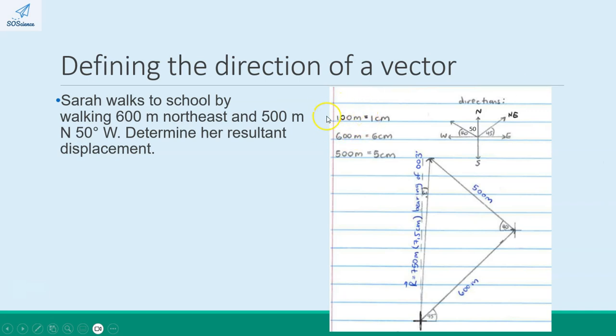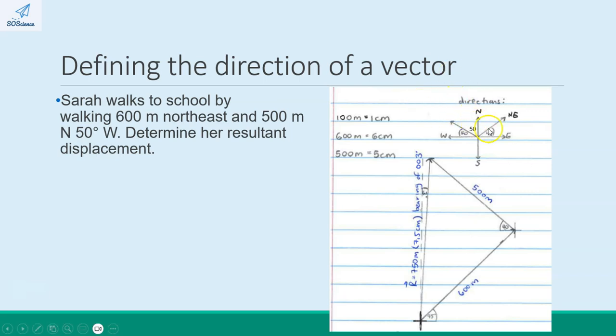The first thing to do is to create a scale, and I have chosen a scale where 100 meters is equal to 1 centimeter. Therefore, the 600 meters will be represented by a 6 centimeter line, and the 500 meters will be represented by a 5 centimeter line. The second thing I want to do is make a little compass and figure out the direction so I can see up front what directions I'm dealing with.